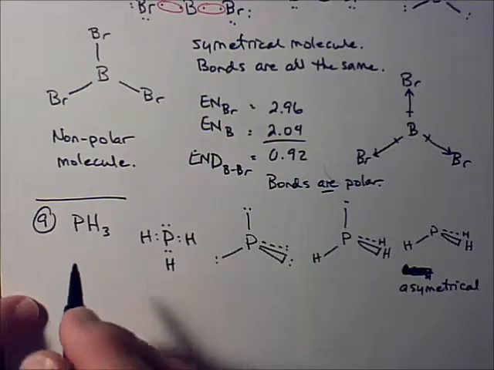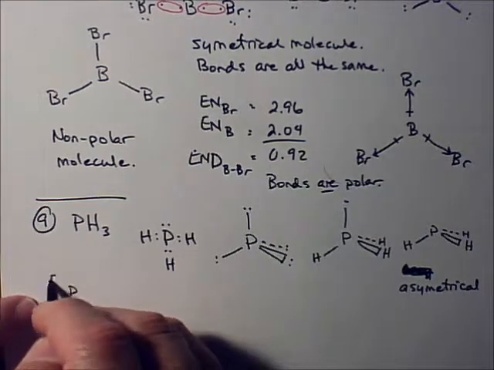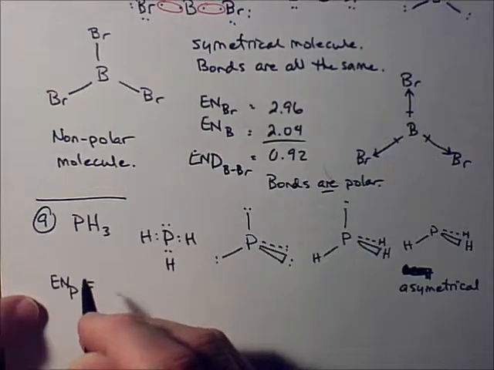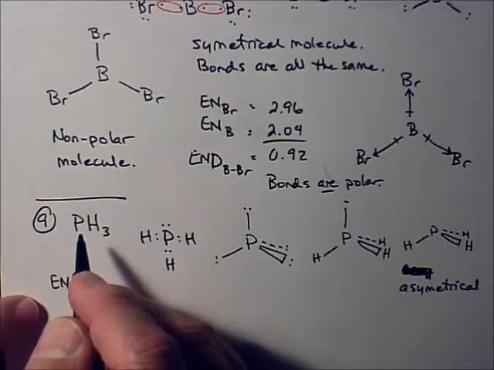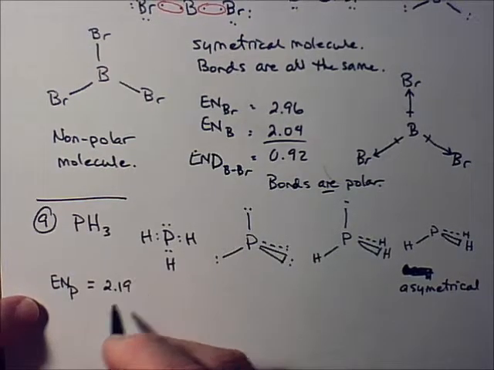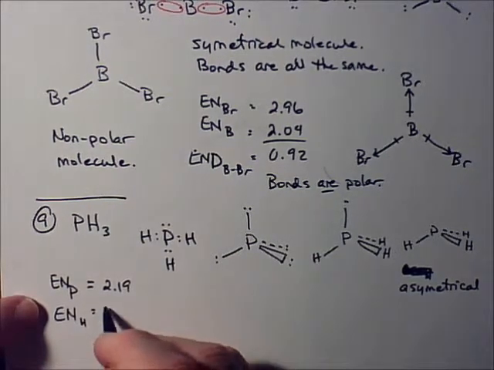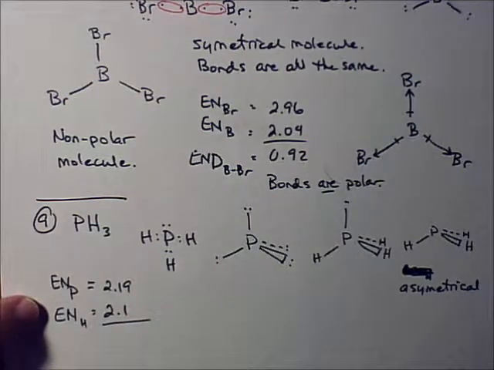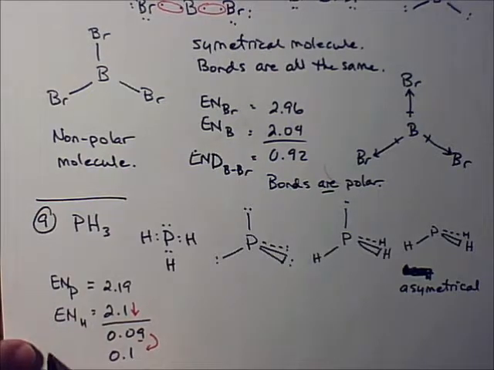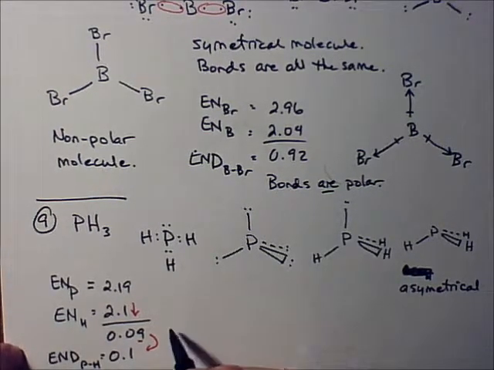Phosphorus has a greater electronegativity, I believe. Just barely. Electronegativity for phosphorus is 2.19. Electronegativity for hydrogen, 2.1. The difference is 0.09. I'll round off the 9, making the next digit a 1. And our electronegativity difference for a phosphorus to hydrogen bond is 0.1. Nonpolar.